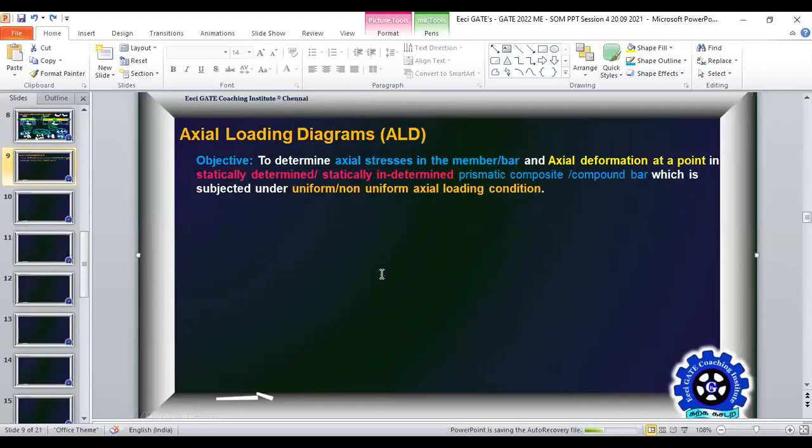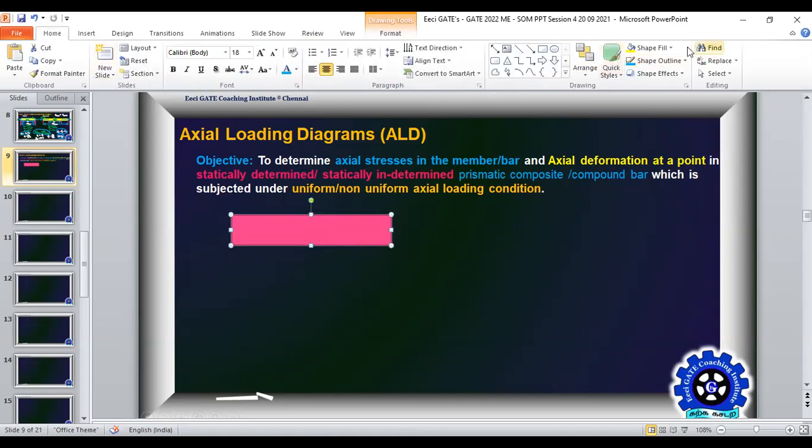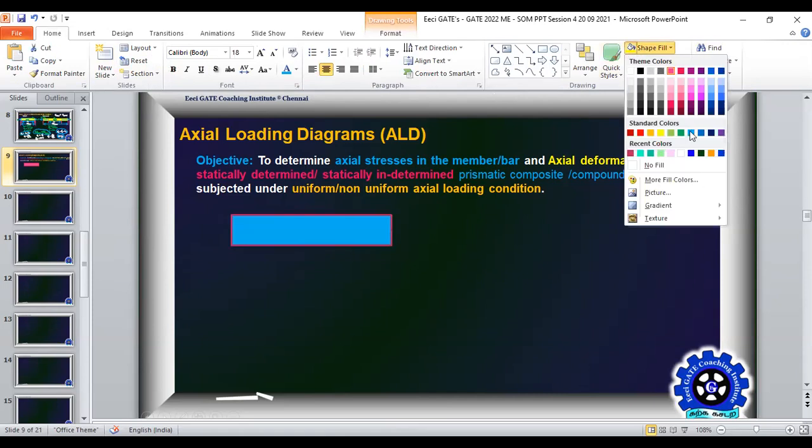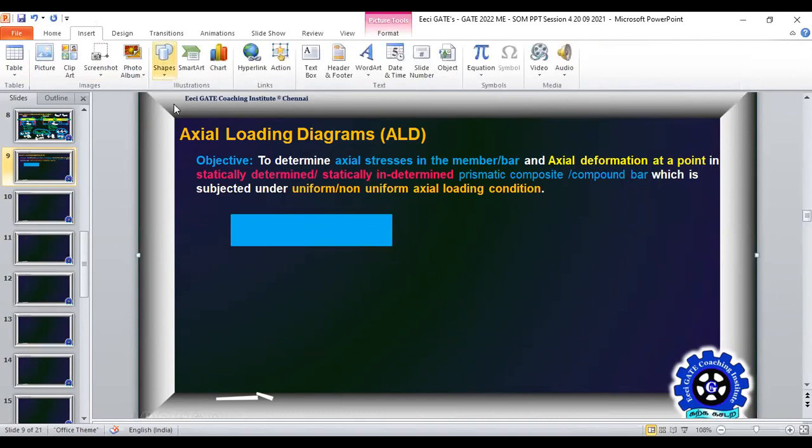Procedure to draw the axial loading diagram. See here. First, have a look at the diagram. Axial loading in the sense like this only. First, draw this figure. I will tell you how to draw the axial loading diagram. Assume that it is a prismatic bar.